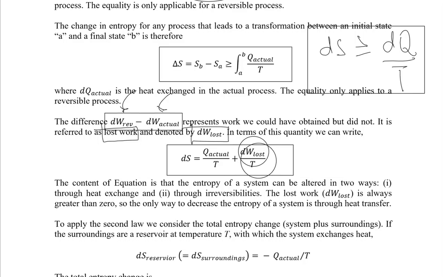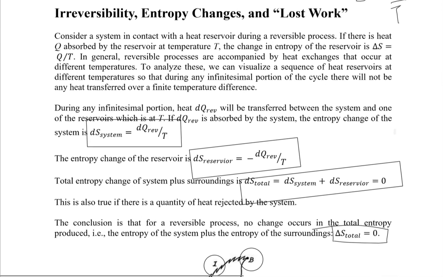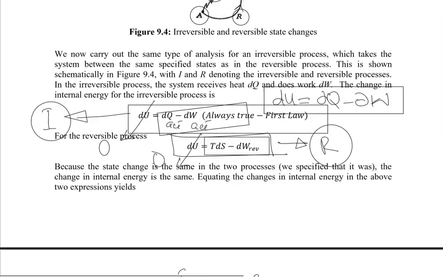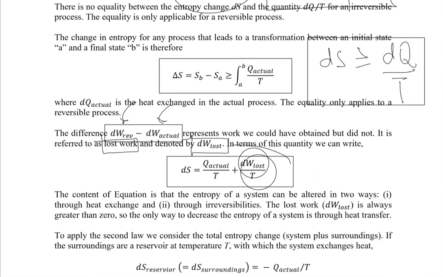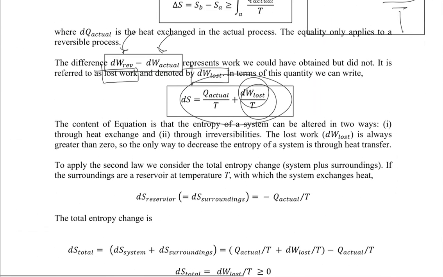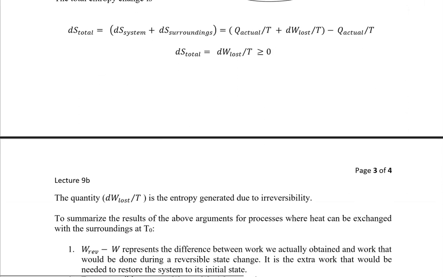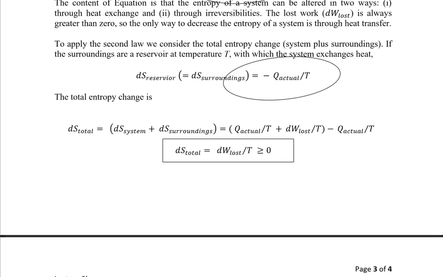Going back to the same analogy we have established, the total entropy change in a system and surroundings would be equal to zero. Now we said the entropy change in the system would be something like this, and the entropy change in the surroundings from the previous step is something like this. Adding both equations, you get that the total entropy change of the system and surroundings is equal to dW lost by T.